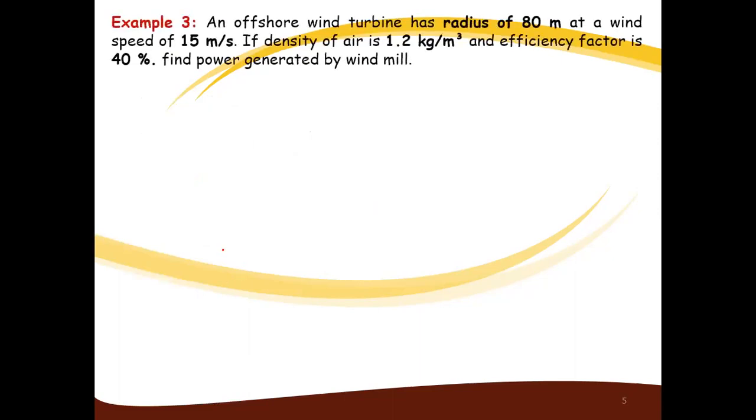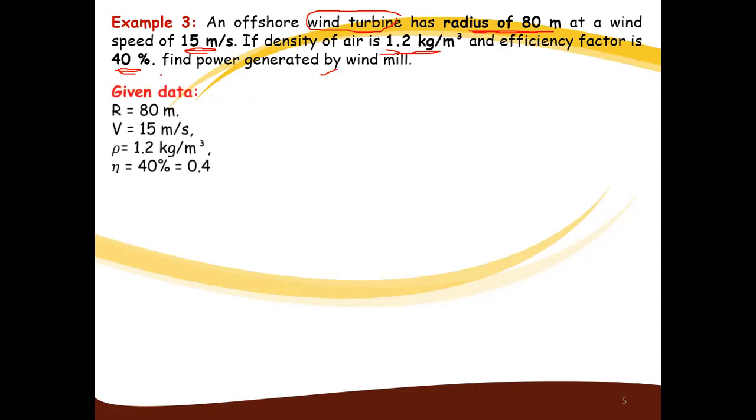Now the next problem, which is of a wind turbine. Now it is of windmill, or it is also called a wind turbine. An offshore wind turbine has a radius of 80 meter at wind speed of 15 meter per second. If density of air is 1.2 kg per meter cube, and efficiency is 40%, find the power generated by the windmill.